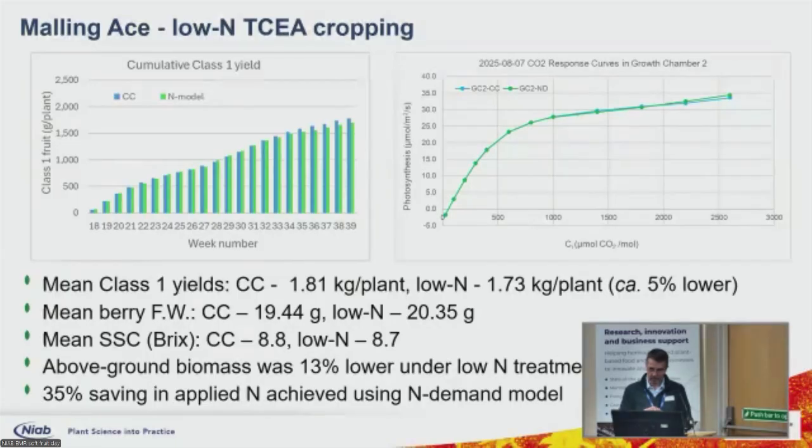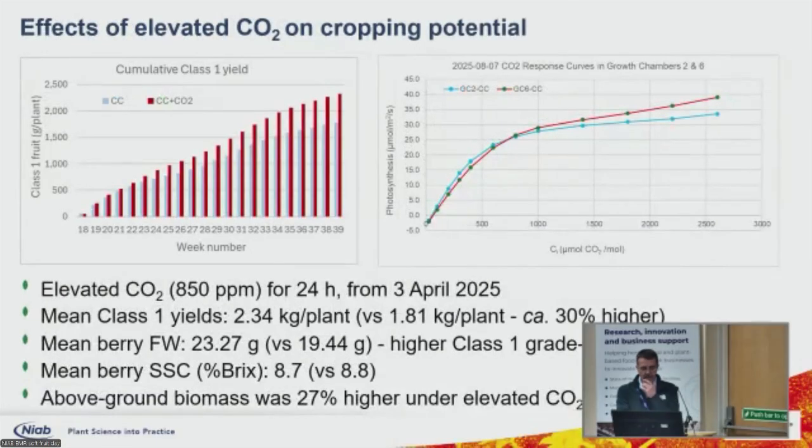So we were talking earlier about trying to optimize leaf area index for this sort of growing environment. So reducing the amount of N we supply can then reduce that canopy area, which is great for light penetration and lots of other things as well. And I guess most importantly, then we achieved a 35% saving in the amount of N we applied using the end demand model over this period of time. So all good.